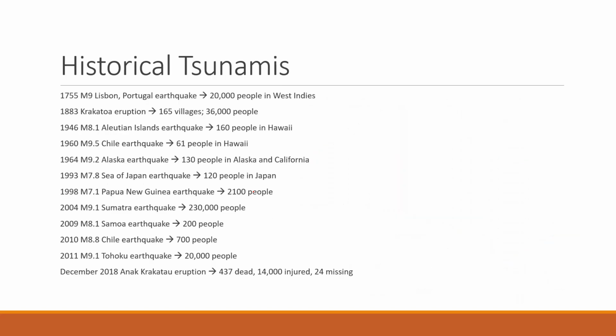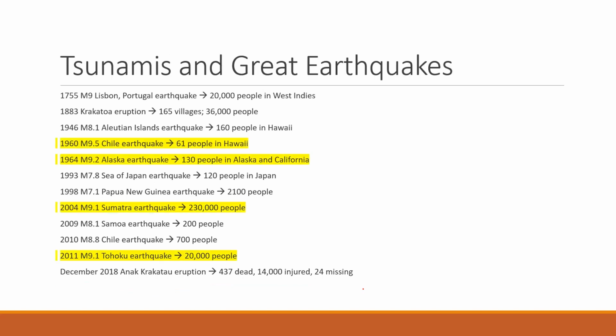So here are some notable historical tsunamis. This bottom one happened right when I was making these slides. That one was due to a volcanic eruption. So volcanic material actually dropped into the ocean, and that's what generated the tsunami. If we look at great earthquakes, we've got 4 of the 5 recent great earthquakes, and guess what? They all generated a tsunami. Some of them large tsunamis. So the biggest tsunamis are going to be generated by earthquakes.